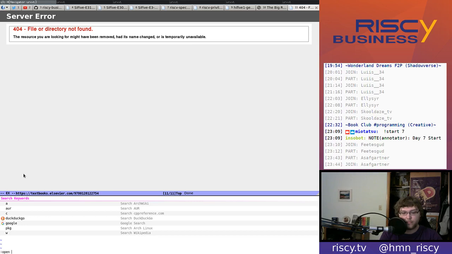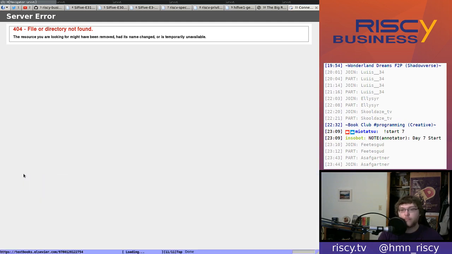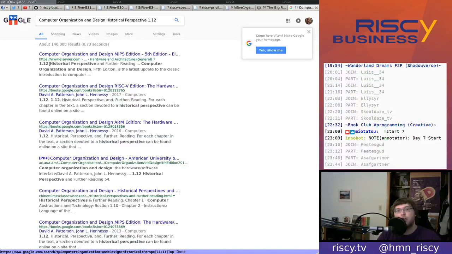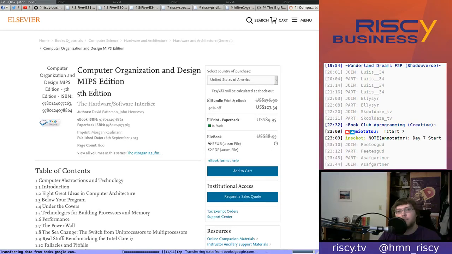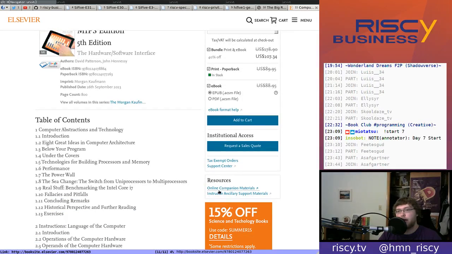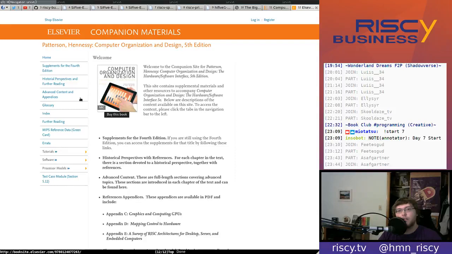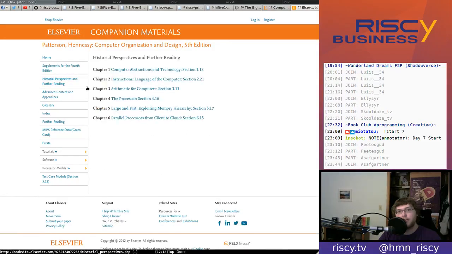Let's search computer organization and design historical perspective 1.12, I believe it was. Yeah. Maybe we can find it through Google. Okay, so here's a link to the publisher's website. Okay, this has got online companion materials linked. Okay, here we go. So, historical perspectives and further reading, let's click that. Chapter 1.